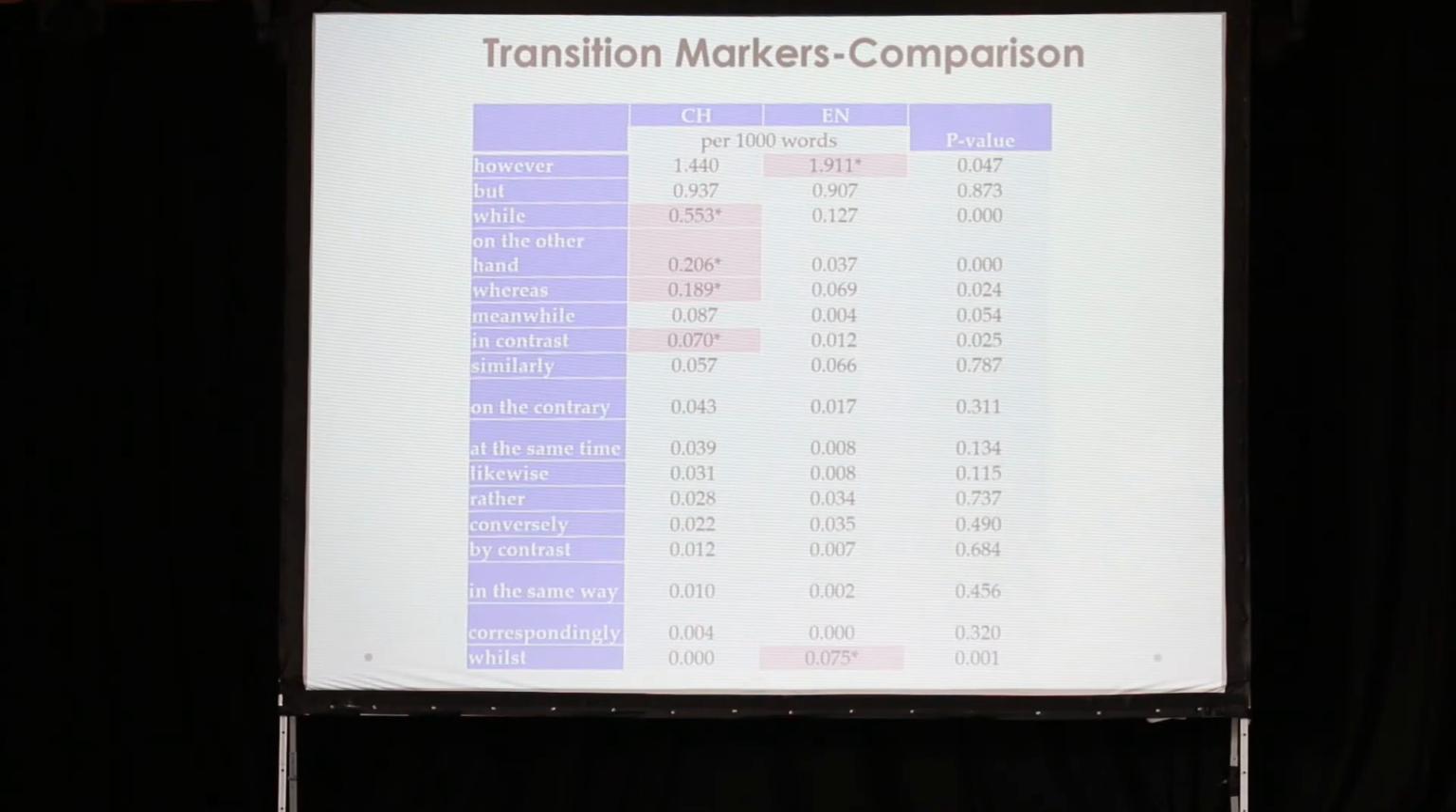Our study is focused on transition markers. There are 3 categories. This is the first category, comparison. As you can see, they include however, but, while, and so on. You can see the frequencies of the items, and according to SPSS, we got the p-value and show the significant difference. You can see Chinese students may use significantly more items like while, on the other hand, whereas. But English students may use significantly more however, whilst than their Chinese counterparts.